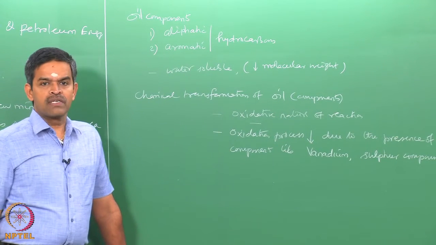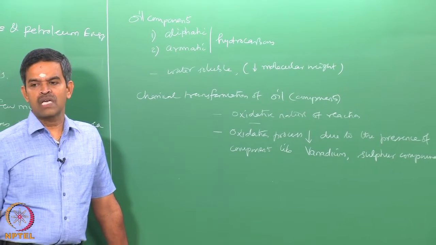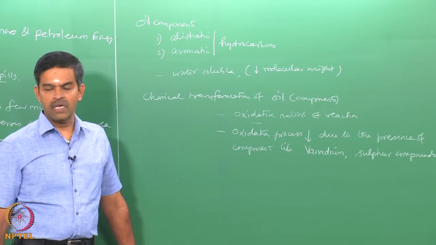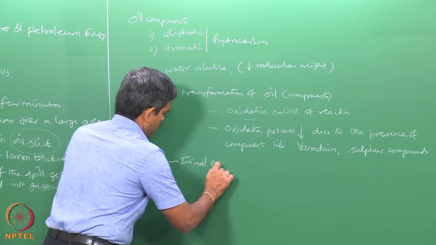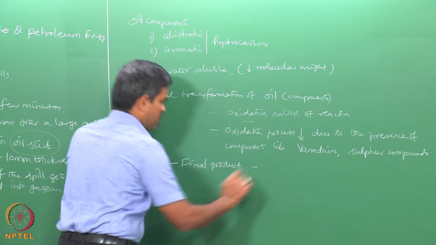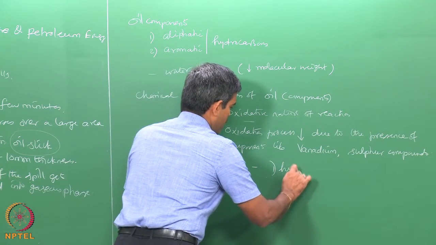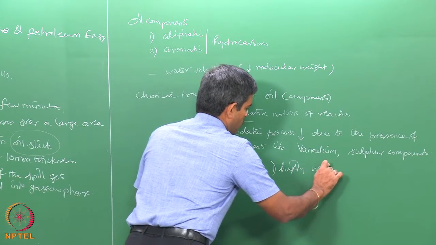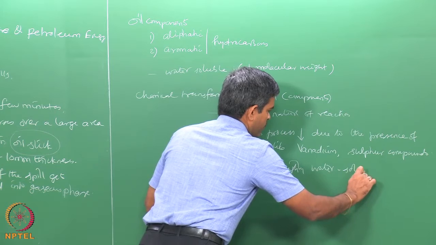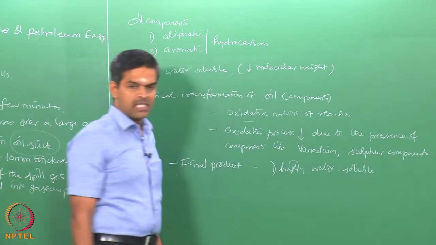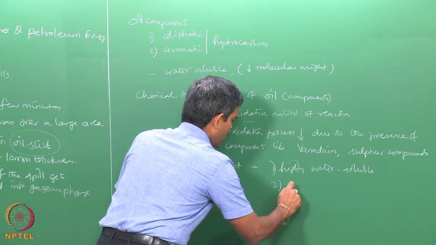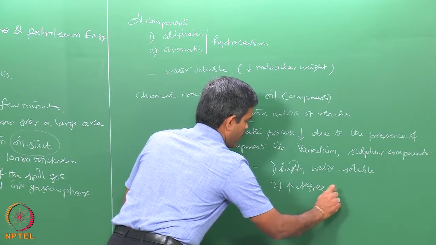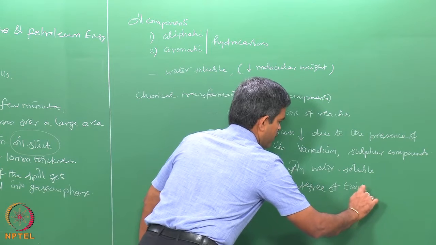The final product which comes from oxidation has a very high water solubility and toxicity. So, the final product which results from oxidation is highly water soluble, so it gets mixed very well with the sea water. Two, it has a very high degree of toxicity.